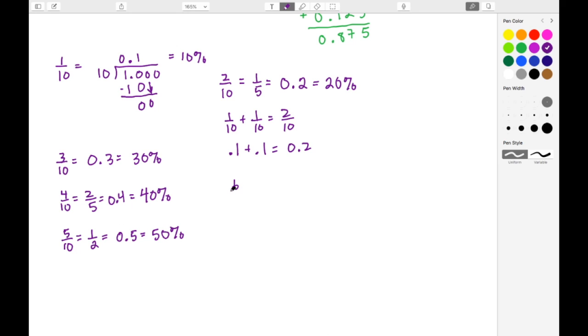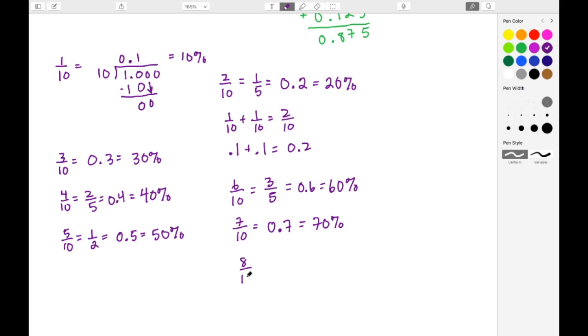We move on to 6/10. That can be simplified. Divided by 2. 6 divided by 2 gives me 3. And 10 divided by 2 gives me 5. Well, we just did fifths. We know that 1/5 is 20%. 2/5 is 40%. So it only makes sense that 3/5 has to be 60%. And we know that 60% is the same thing as 6/10 written in decimal format. Moving on to 7/10, we have 0.7, which we know is 70%.